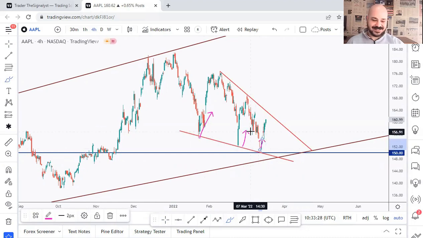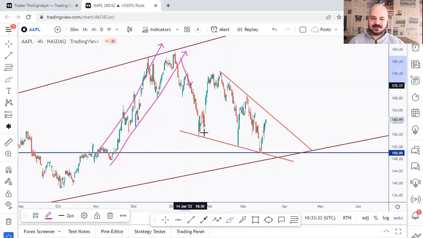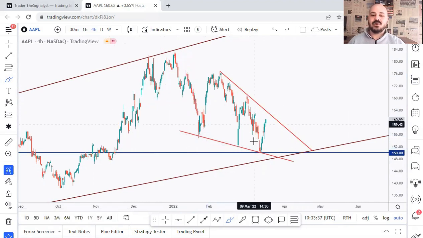A wedge pattern, right? So previously I drew this channel here. Once broken downward, I can say that now the bears are taking over. The exact same scenario or logic is applied here. We are now trading lower. However, what is the wedge pattern in the first place, right?